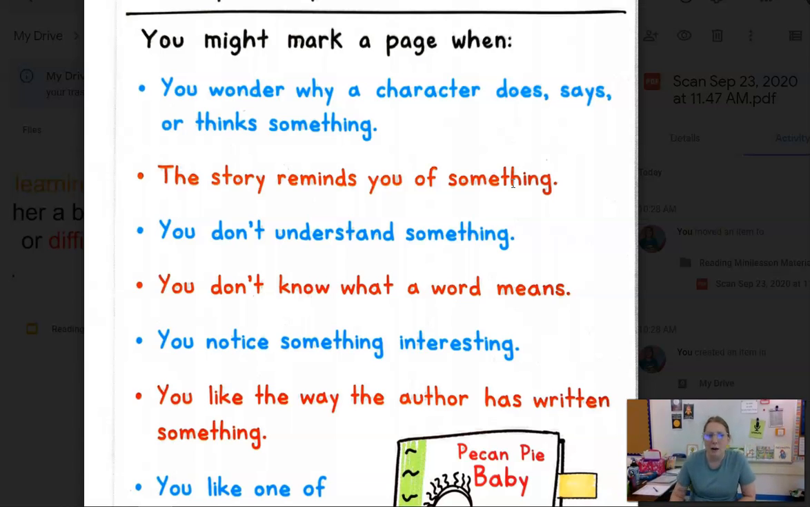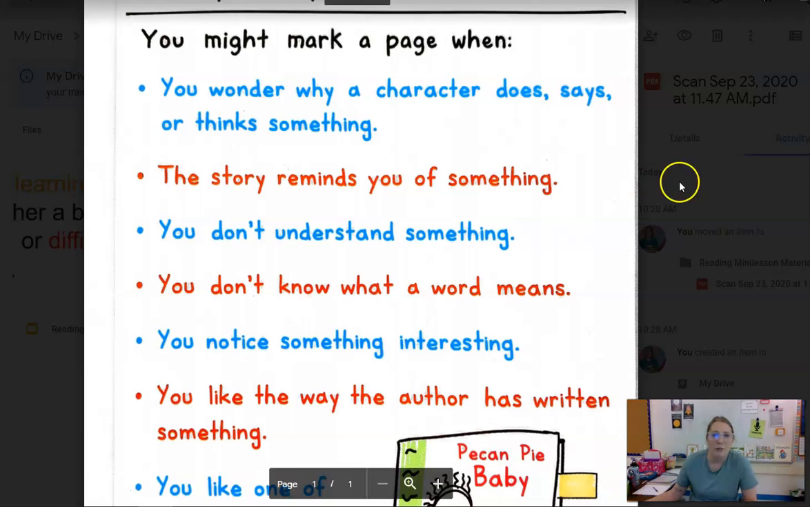Oh, it looks like I forgot one. You might mark a page when you notice something interesting. So the words interesting and important come up quite often when we're thinking about marking pages in our books. Something that's interesting or important is a really great way to start a conversation about a story.